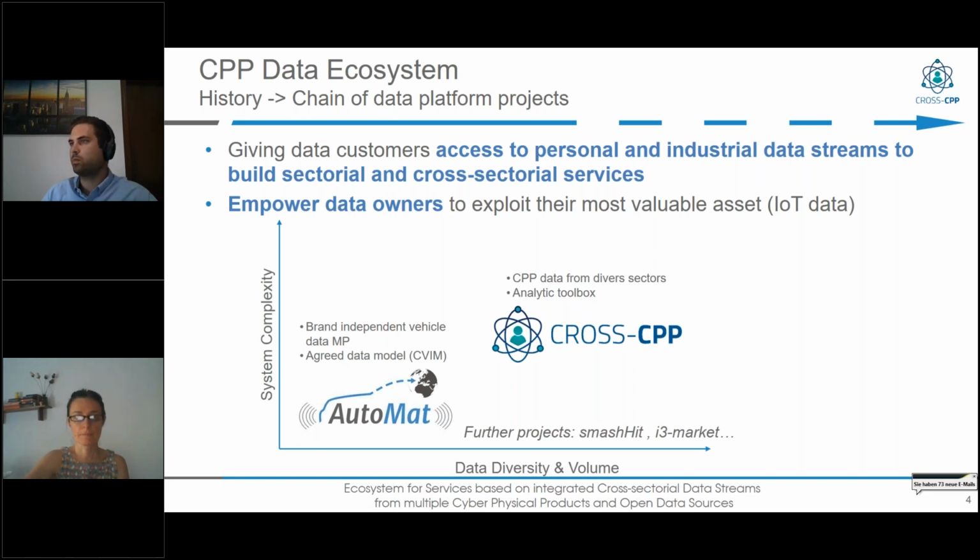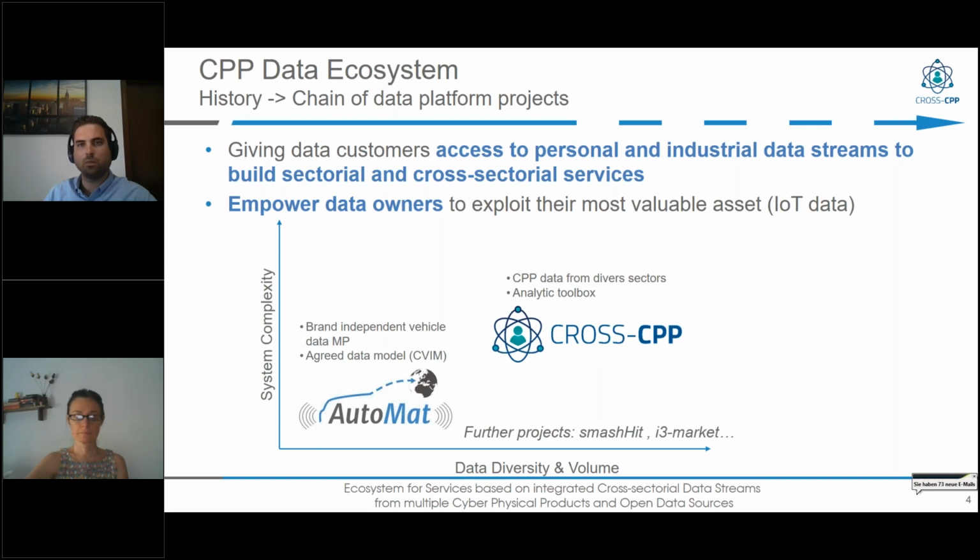So this was also the idea, after finishing the Automat project, to set up Cross-CPP, because we identified a lot of further needs during this project. One of these needs was, for example, to extend the whole solution so that we have access not just to vehicle data, but can also provide via such a marketplace platform data coming from other sectors, like data from Siemens, from smart home appliances, but also from a lot of other sectors.